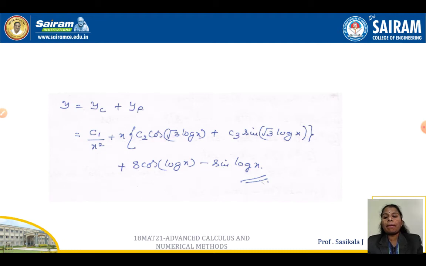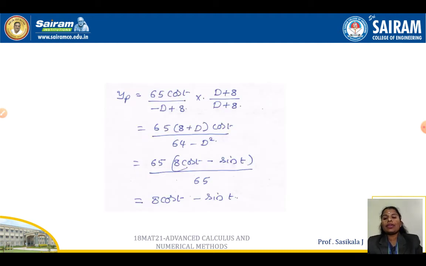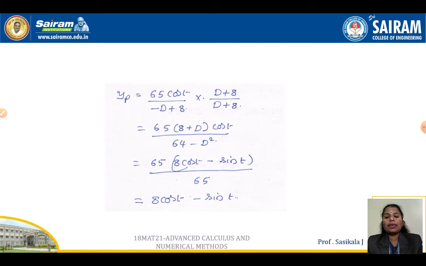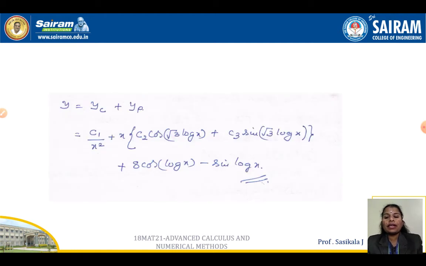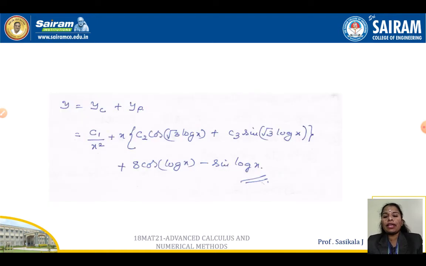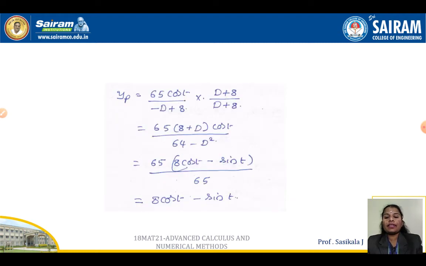Now you can write the complete solution in terms of x. So what is your complete solution? Here you have c1 into e power minus 2t. So e power t, what is it? Log x has been considered. So x is equal to e power t. So x squared will be e power 2t. So it is e power minus 2t, so I have written 1 by x power 2. It is c1 by x squared plus, here also you can convert and take note that x is a common term.